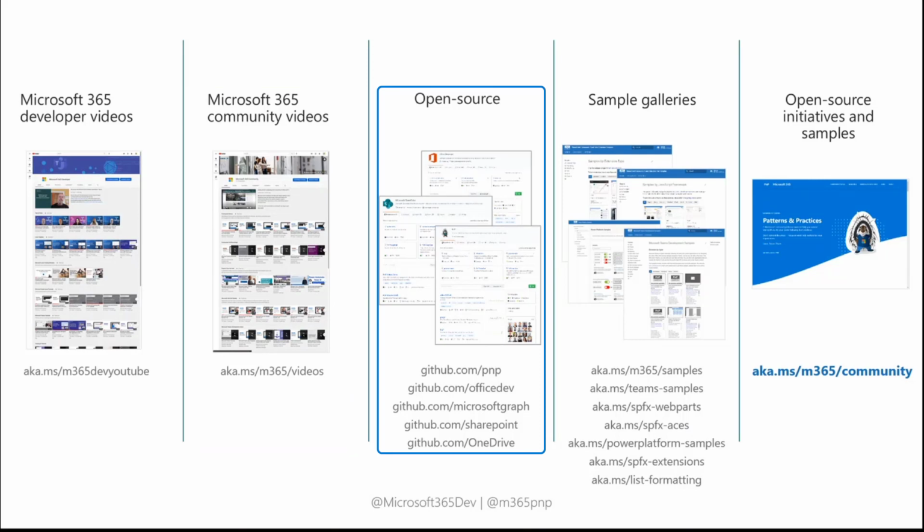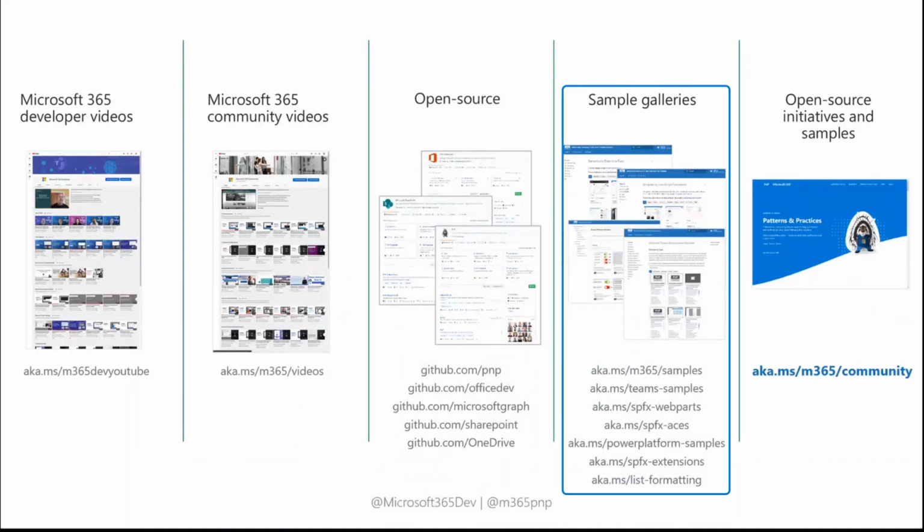As well, we've got a bunch of great open source organizations. So PnP, Office Dev, Microsoft Graph, SharePoint, and OneDrive all welcome your participation, your feedback, your contributions in various ways. They're all a little bit different, but all of them are open and welcome your participation. So jump in to any and all of those as you have time and interest.